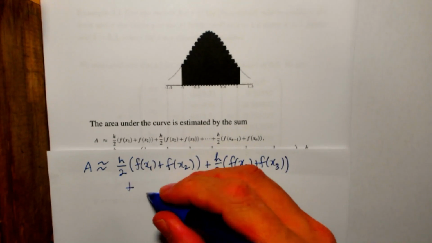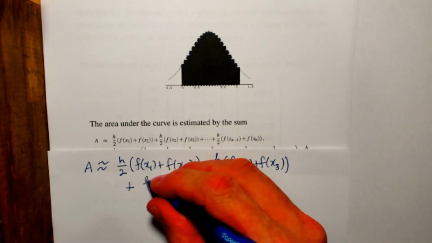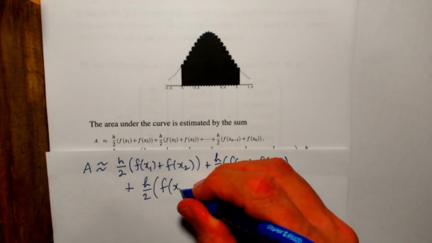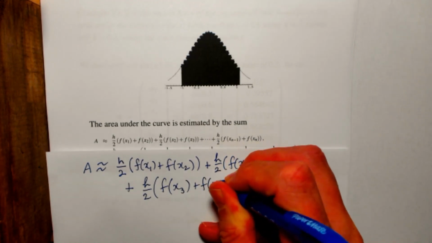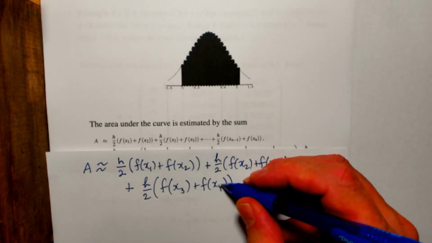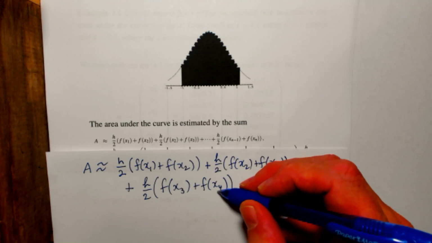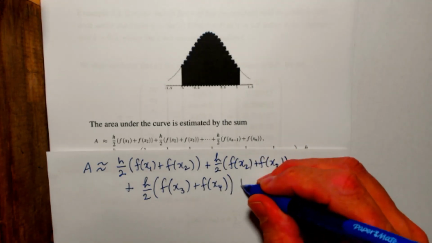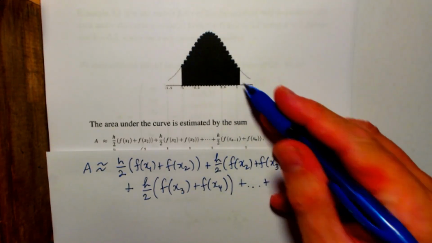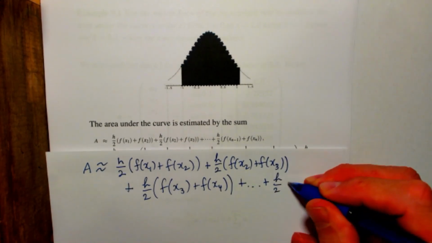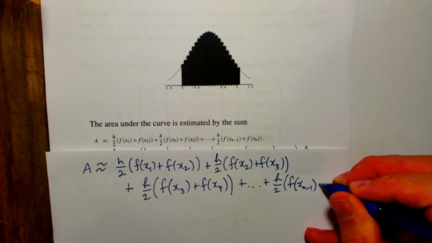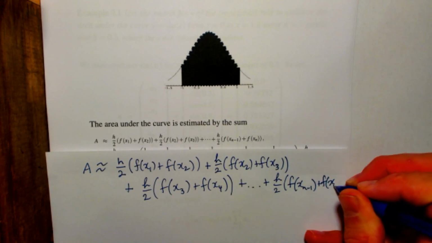And then we continue in this pattern, so the next one after that would be h over 2 f of x3 plus f of x4. Again, this is the height of the function when x is x4. And so on, plus dot dot dot, and then the last one at the end would be h on 2 f of x n minus 1 plus f of xn.